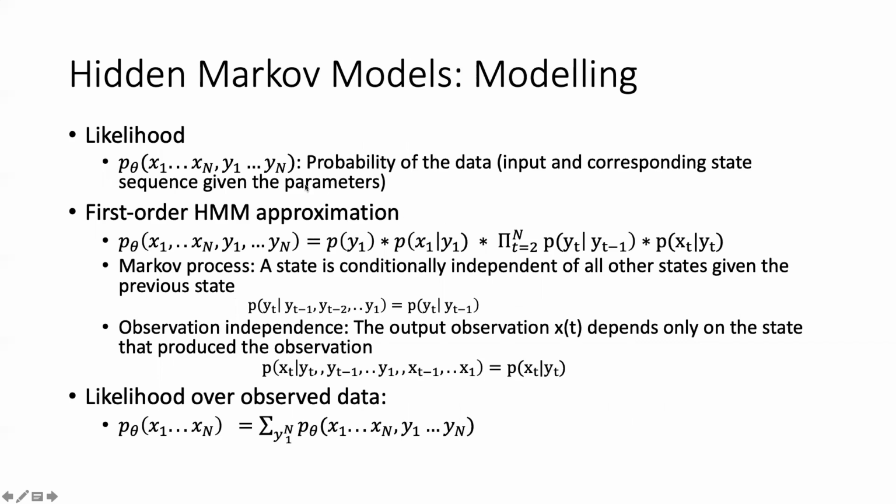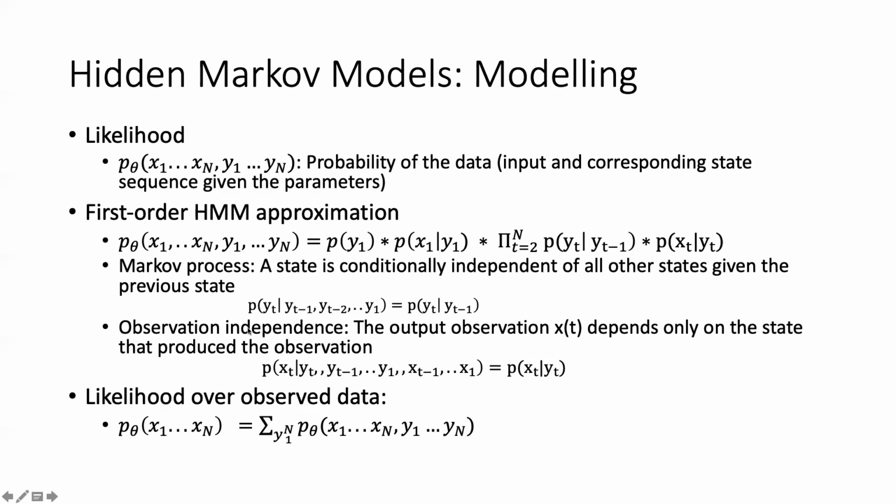In hidden Markov models, we want to model the joint distribution of the observation and the hidden state sequence. So we can express this joint distribution in terms of initial probabilities and transition probabilities. For this factorization, we made two assumptions. One is the Markovian process: a state is conditionally independent of all other states given the previous state, which means the probability of yt given yt minus 1 is conditionally independent of all other previous states.